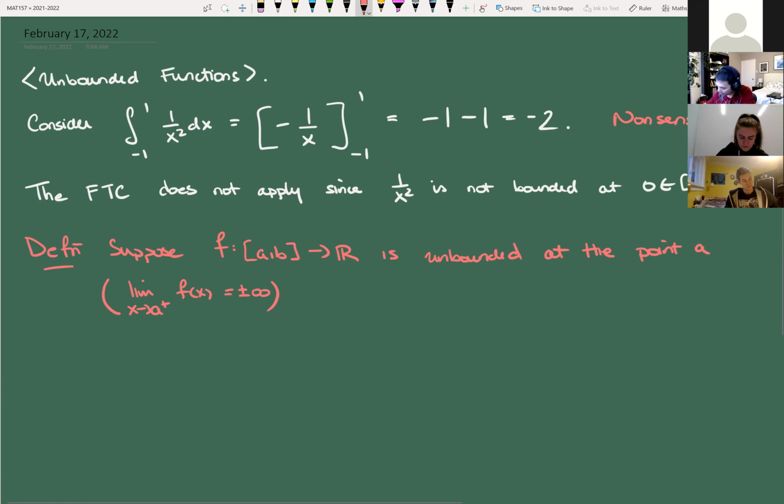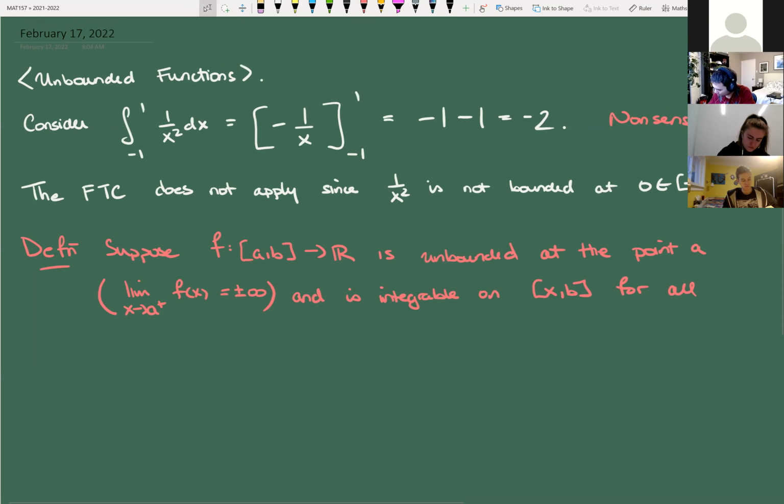but f is integrable on [x, b] for all x in the open interval (A, B). So it's not integrable, certainly, on this whole interval, because an integrable function has to be bounded, but it could be integrable just slightly to the right of A.